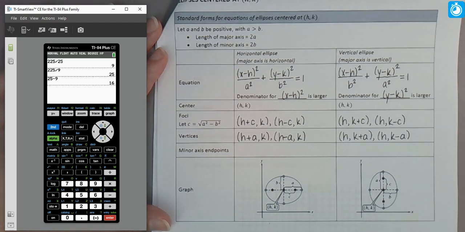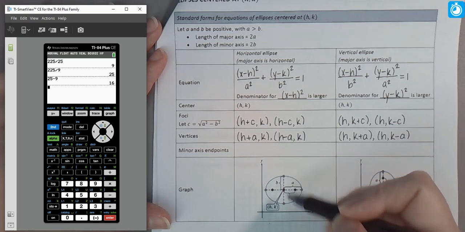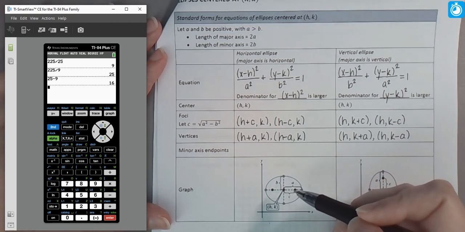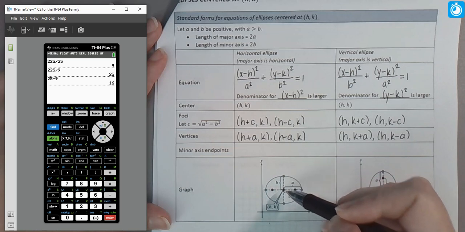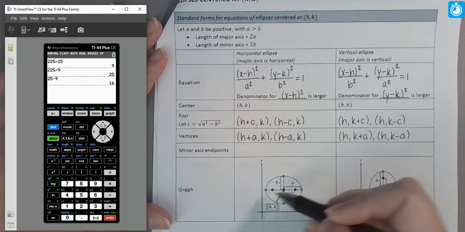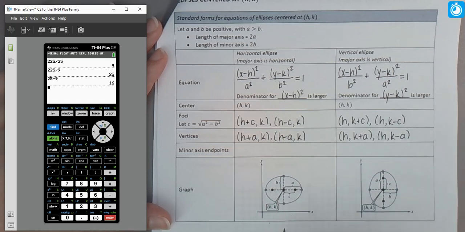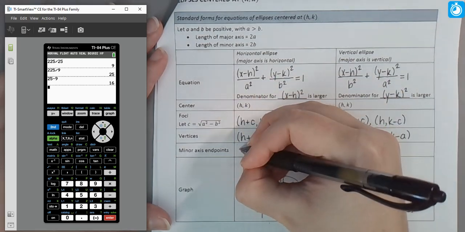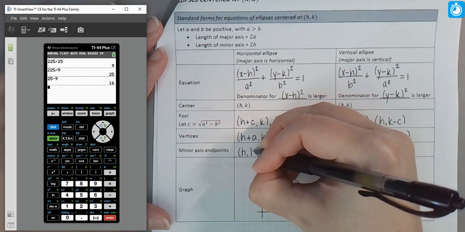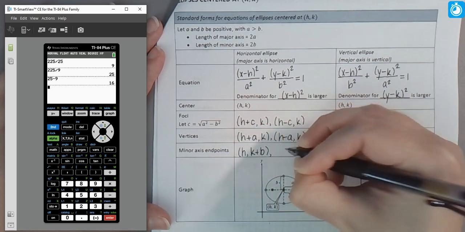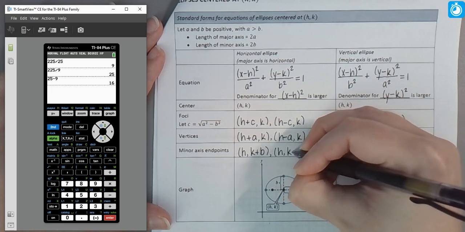And then as before, it switches when we're looking at the minor axis. So if our ellipse is horizontal, we have a horizontal major axis. That means the minor axis is vertical, passing through our center. So B units above, B units below the center. So in this case, we're changing the y-coordinate, apologies. We're going to keep the x-coordinate constant and add and subtract from the y-coordinate. So h, comma, k plus b, and then h, comma, k minus b.